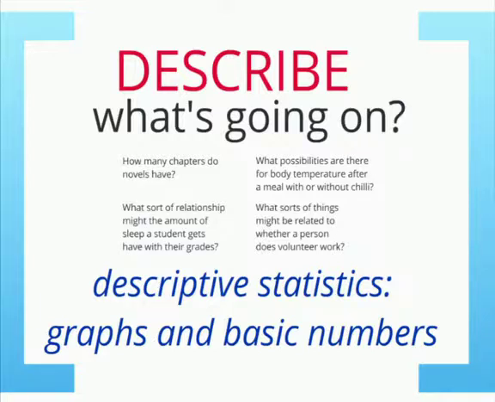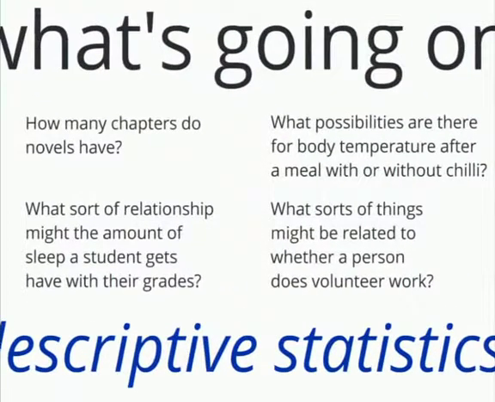Okay, when you draw graphs, and basic numbers like calculating an average or a percentage, and that's all you do, you just calculate it and you tell everyone the average was 5, that is what this is for. You're just saying, what's going on? So instead of saying, what's the median number of chapters, you're just saying, how many chapters do novels have, generally? What are all the options? That's what we're asking, okay?